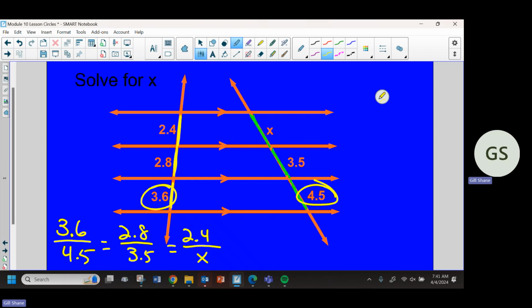Actually, somebody do that real quick. What's 3.5 divided by 2.8? 1.25. I'm multiplying. So now do this. Say 3.6 times 1.25. And I'll bet you get 4.5. 3.6 times 1.25. What do you get? Did not get 4.5? Huh? Got 4.5. You got 4.5.